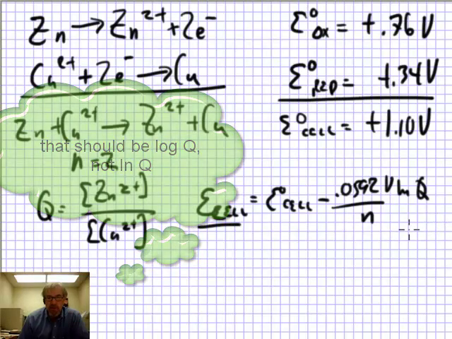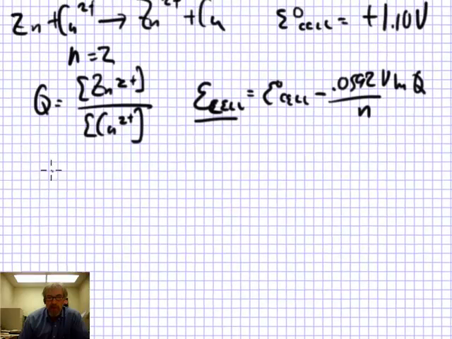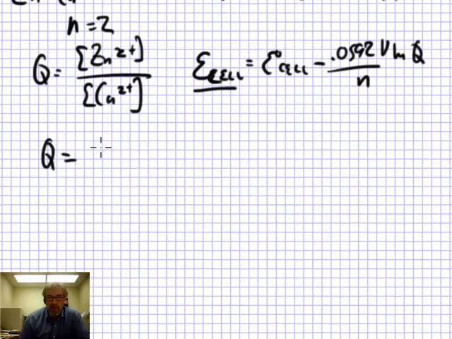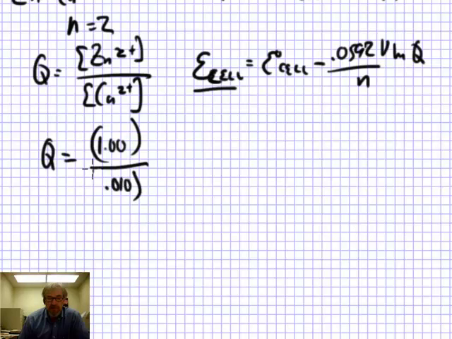First of all, let's evaluate what Q is. Concentration of zinc ions, they told us, is 1 molar. Concentration of copper ions in the solution, they have told us, is 0.010 molar. So Q is going to be equal to 100.